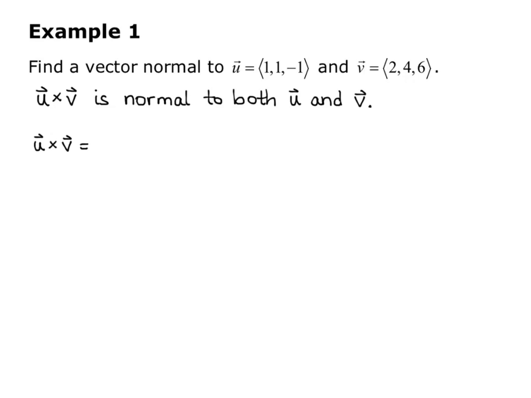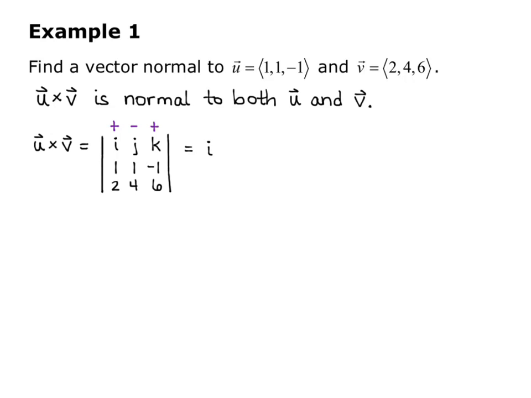So we have u cross v equals the determinant of the matrix ijk, 1, 1, negative 1, and 2, 4, 6. Remember, that's ijk in the top row, u in the second row, v in the third row. Okay, so also remember our signs alternate as we expand along the top row.